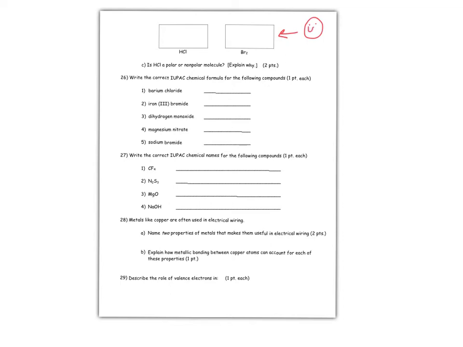Write the correct IUPAC chemical formula for each of the following compounds. I do not expect you to be able to do that. I will not ask that on the test. You should be able to do it. It's not that hard. Your barium chloride, here's BaCl. Do the Lewis dot structure, come up with the right number. Iron 3, Fe with a plus 3. So what's the electron? That would give you the number of electrons on iron.